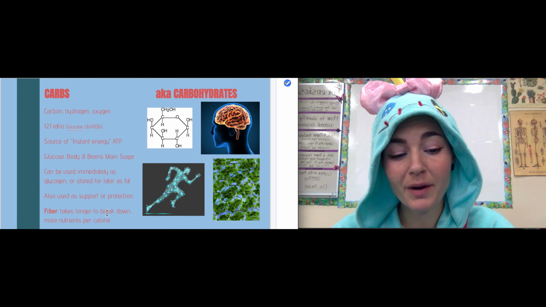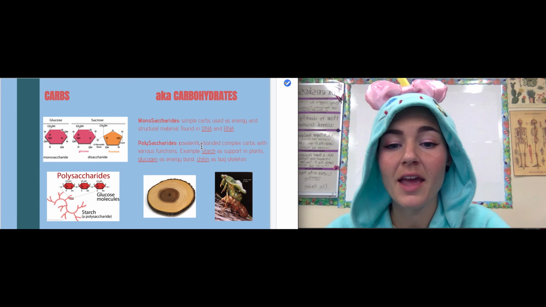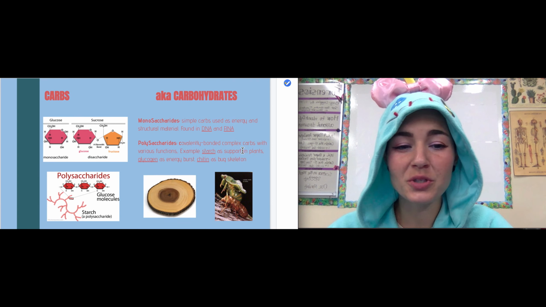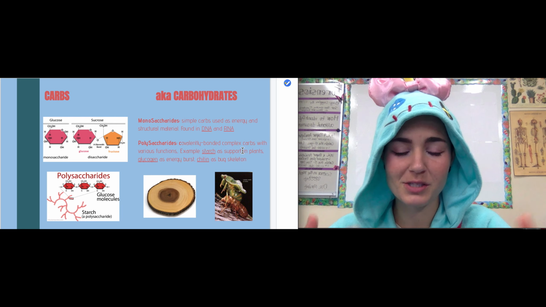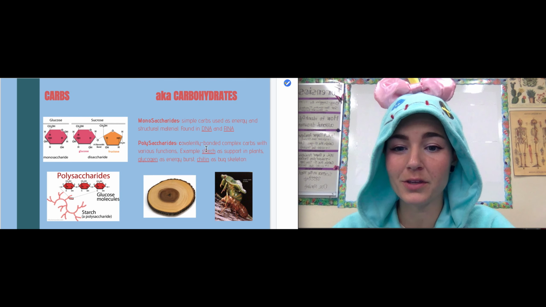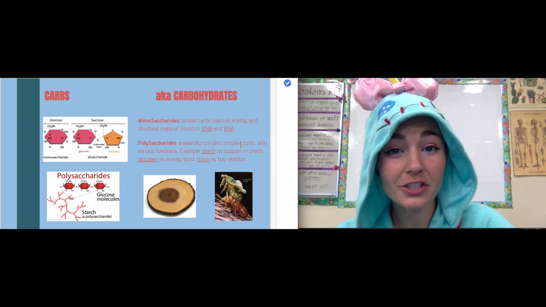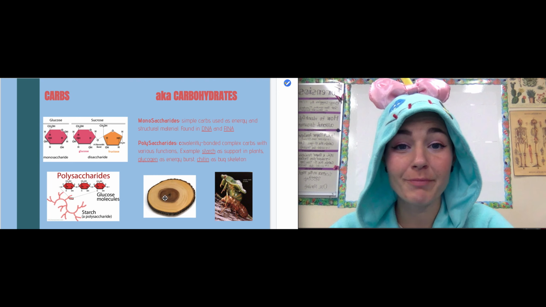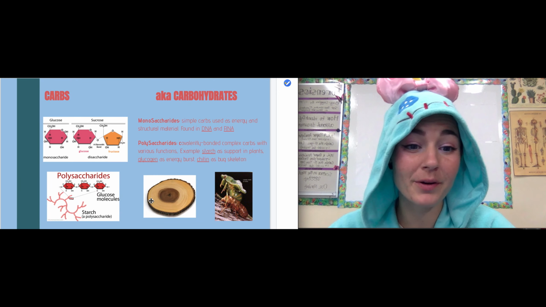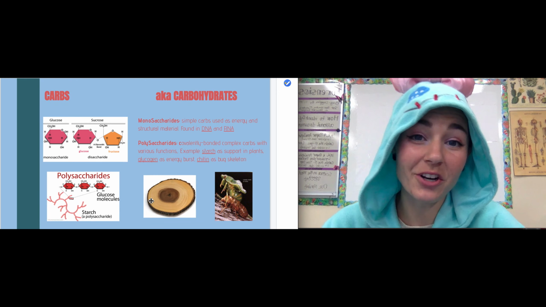Polysaccharides are many sugars. So poly meaning many sugars. And these are covalently bonded, so that means they're sharing electrons. And they have more complex functions because they're more complex molecules. So for example, starch as support in plants, and so trees even have their support system as starch, as different kinds of carbohydrates. That's what helps keep them strong. And when you have paper that's made out of trees, paper has starch in it. Paper is technically carbohydrate.